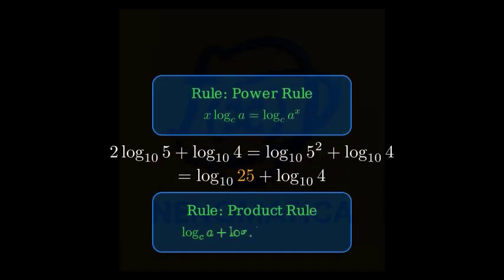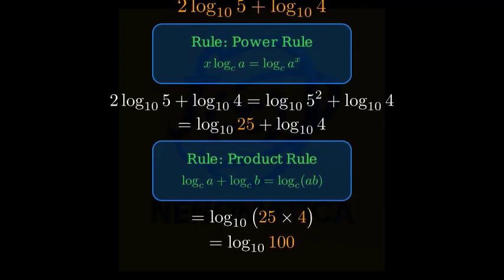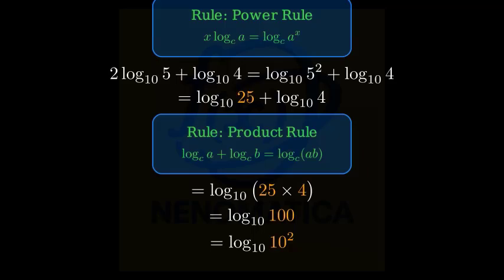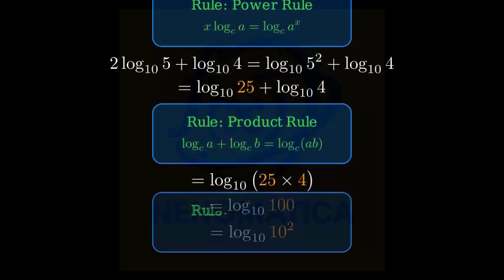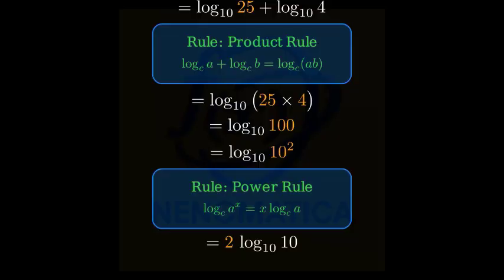Step 3. Apply the product rule. Log of a plus log of b equals log of a times b. Step 4. Multiply 25 times 4 to get 100. Step 5. Rewrite 100 as 10 squared. Step 6. Use the power rule again in reverse. Log base 10 of 10 squared equals 2 times log base 10 of 10.